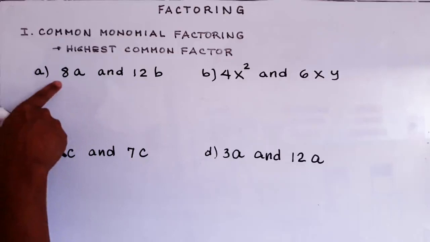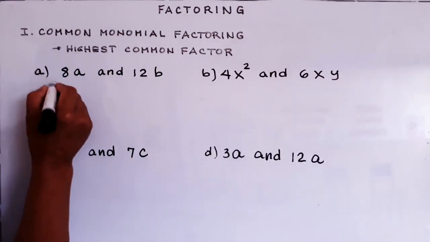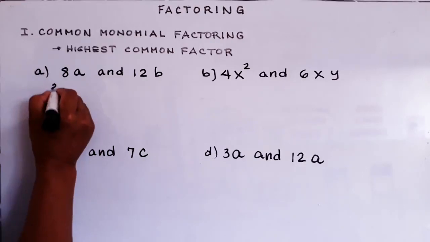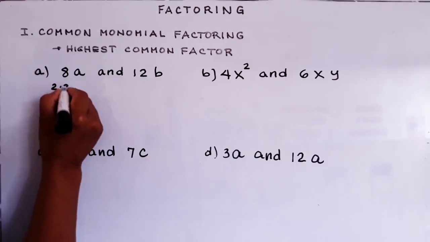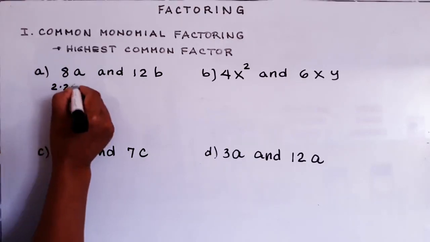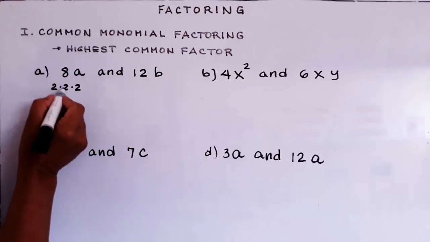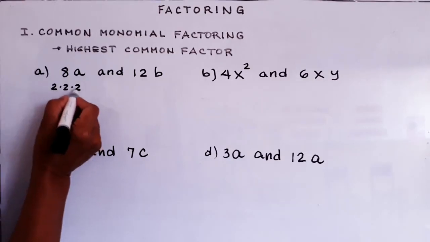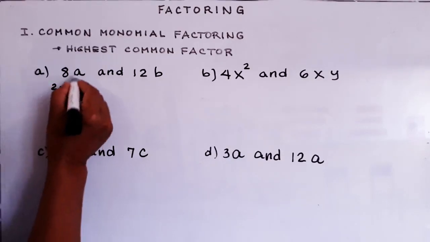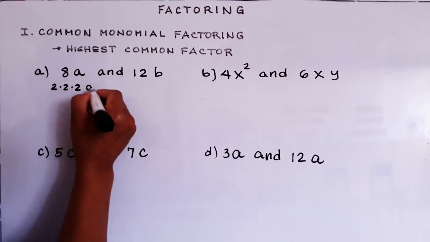Now if we are going to break the 8, let us break the 8. So for 8, we have 2 times 2 times 2. We break 8 into 2 times 4, and 4 is 2 times 2. 4 times 2 is 8. So that one is for 8. 8, and then we put an A here.